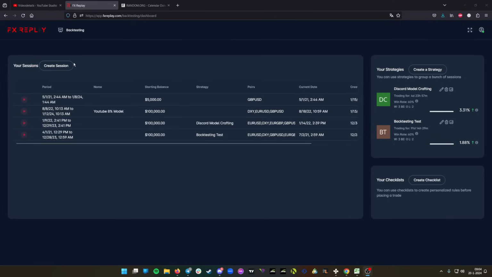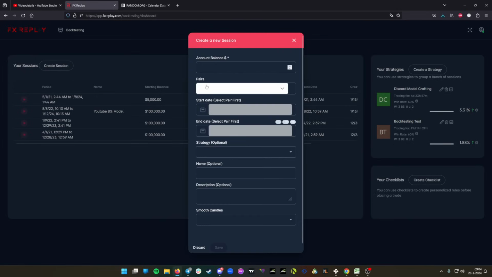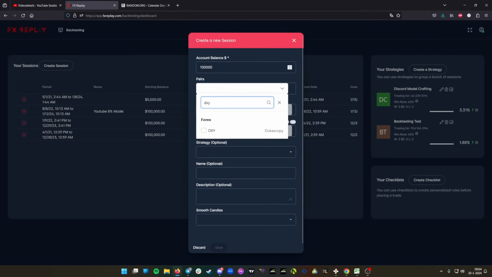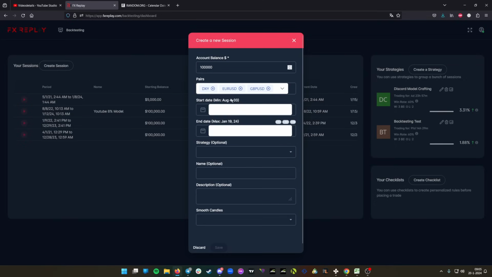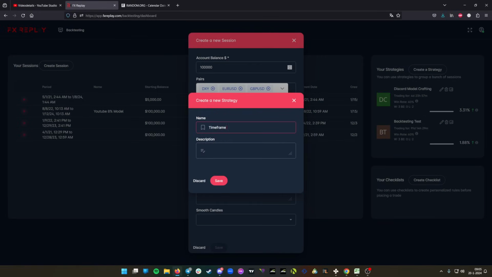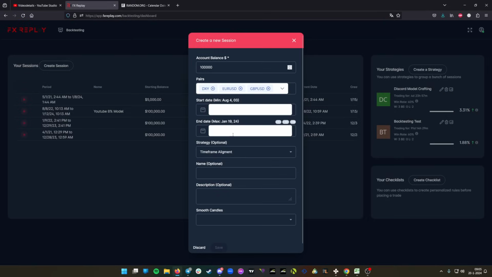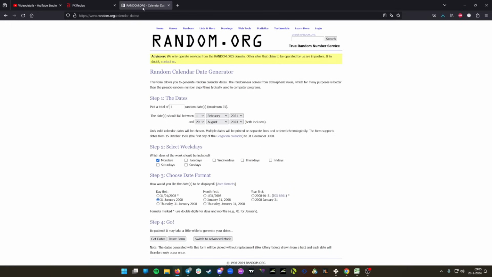So let's create a session, and I'm using a different simulator this time. Let's do a 100K account, and we're going to do obviously DXY and Euro USD, and we'll put in GBP USD as well. So we have those correlating assets, and we'll call it time frame alignment. It's 1L. Not sure if it's 1L or 2L. Doesn't matter. So let's pick a random date first.